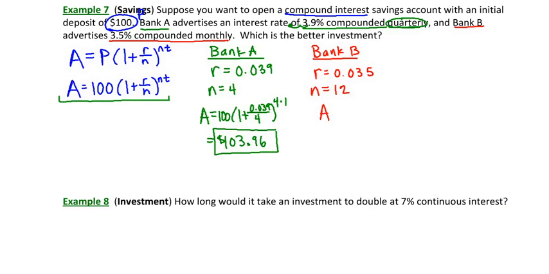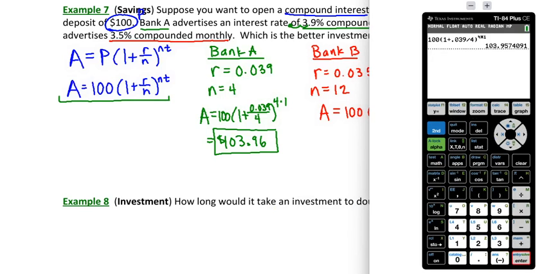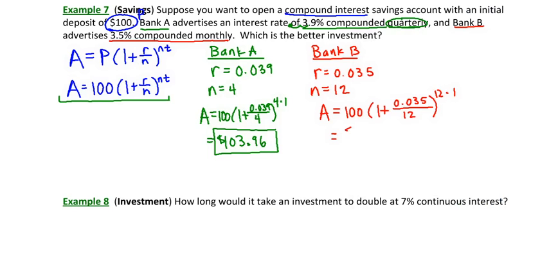So the future amount, the accumulated value, is 100 times 1 plus, this time our rate is 0.035. We're looking at compounding 12 times per year and for 1 year. So typing in our details, we have 100 times 1 plus 0.035 divided by 12 raised to the 12 times 1. So in this case, we have $103.56.